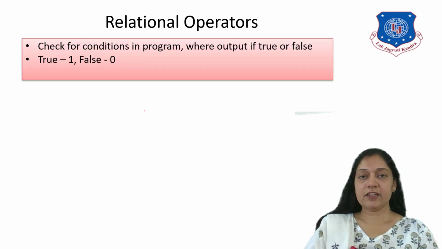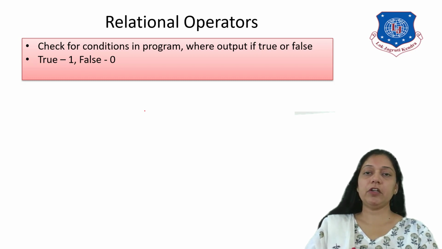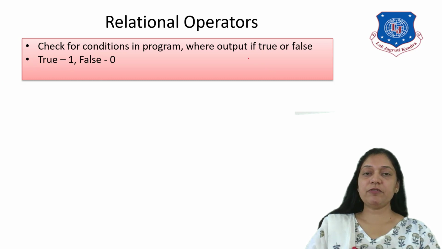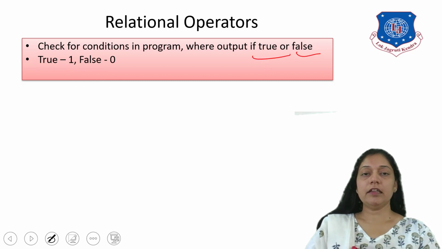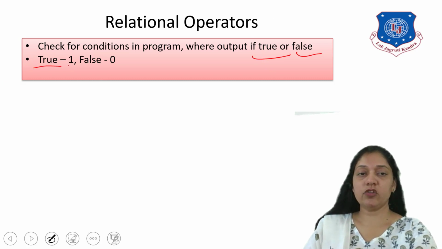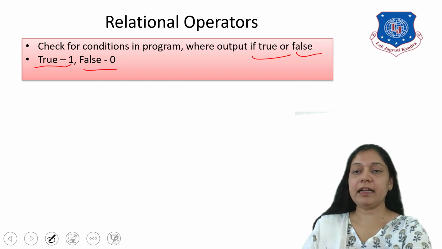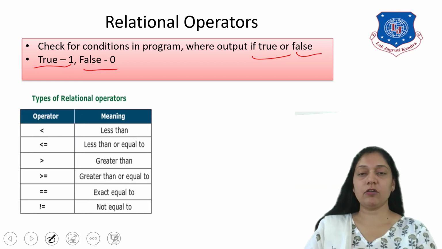Next is relational operators. Relational operators mean finding the relation between two operands. These relational operators are used for checking conditions in our program. Whenever we check conditions in the program, the output would be either true or false. True means the integer value 1, false means the integer value 0.